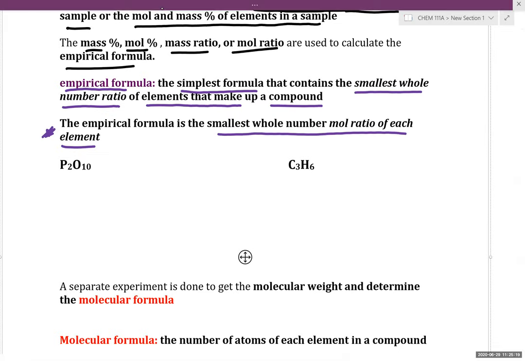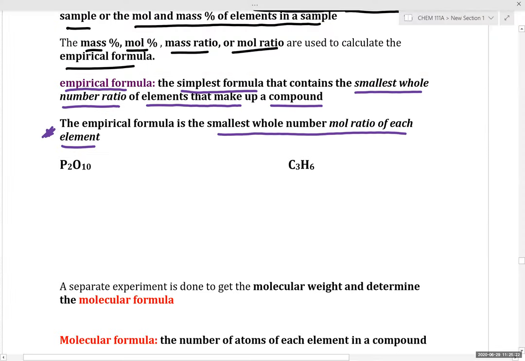So we have P2O10. If you Google phosphorus pentoxide, you may end up getting this odd formula. Well, let's take a look. We have 2 phosphorus atoms per every 10 oxygen atoms. Is there a simpler ratio of atoms? What's a simpler ratio? Instead of 2 to 10, what's a simpler ratio? 1 to 5, exactly. So we'd write this as PO5.